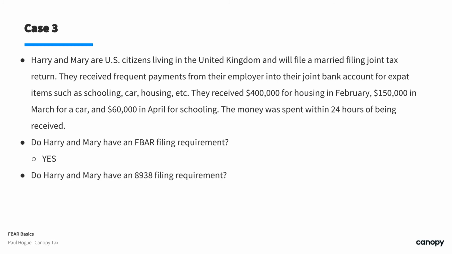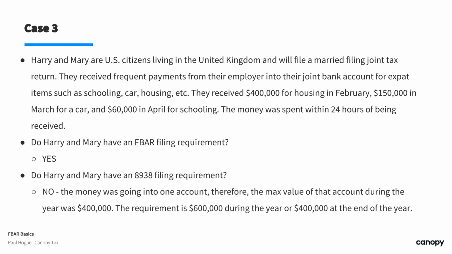Now, are they required to file an 8938? The answer is no. Because the money was going into one account and the max value of the account during the year was $400,000. The requirement is $600,000 during the year or $400,000 at the end of the year. So hopefully that's very clear on the distinction of the either-or method that I like to use.